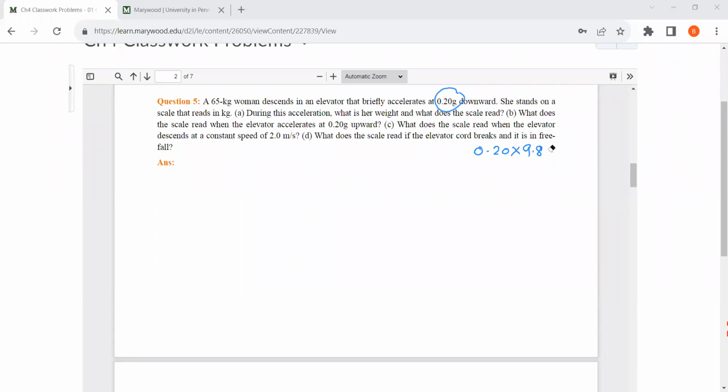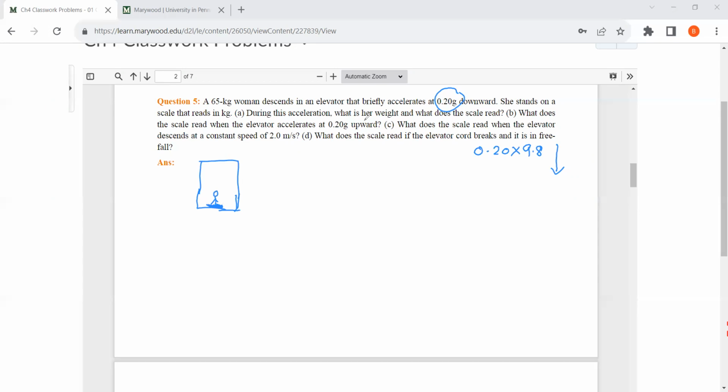It says that she's descending downward, so the elevator is accelerating downward with this value. And then she stands on a scale that reads in kilogram. So she is inside an elevator. Let's say this is the elevator, there is a scale, and here she is. During this acceleration, what is her weight and what does the scale read?